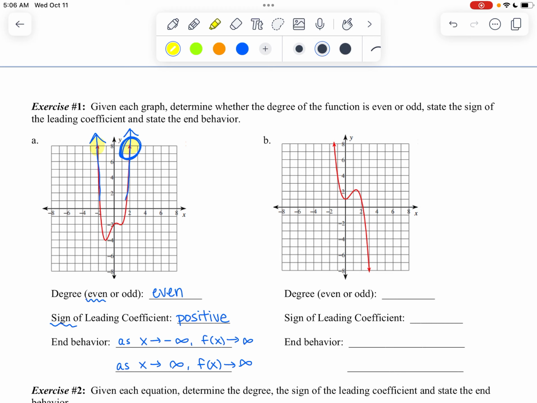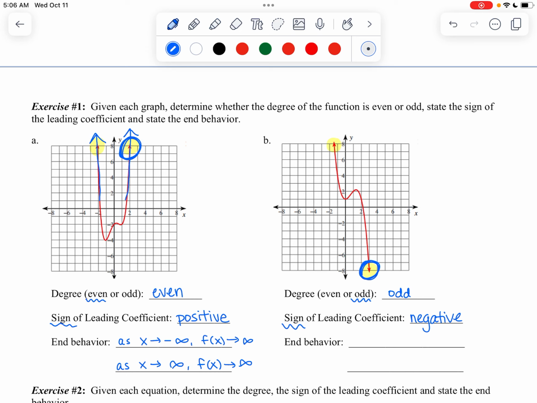Okay, so now let's look at the second graph. So what is the degree here? Well, I can already see that I have opposite behavior. One end is going up, one end is going down. So that automatically means I'm dealing with an odd degree polynomial because of the opposite behavior of my ends. And then when we want to talk about the sign of the leading coefficient, we go right to the right side. Since the right side is going down, we know that must be a negative leading coefficient.